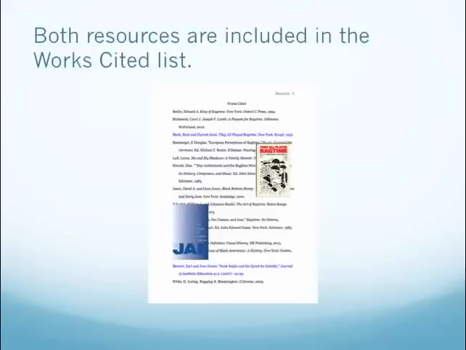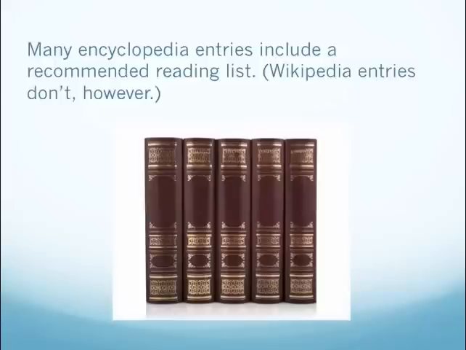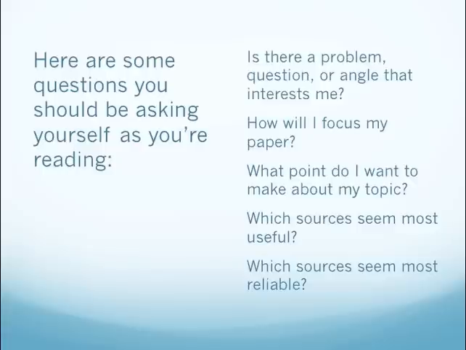Now, how do you know which sources to include? One answer is to ask a librarian. Librarians are information experts. I often seek their help with my own research projects. You can also check an encyclopedia. Many encyclopedia entries include a recommended reading list. Wikipedia entries don't, however. Here are some questions you should be asking yourself as you're reading.